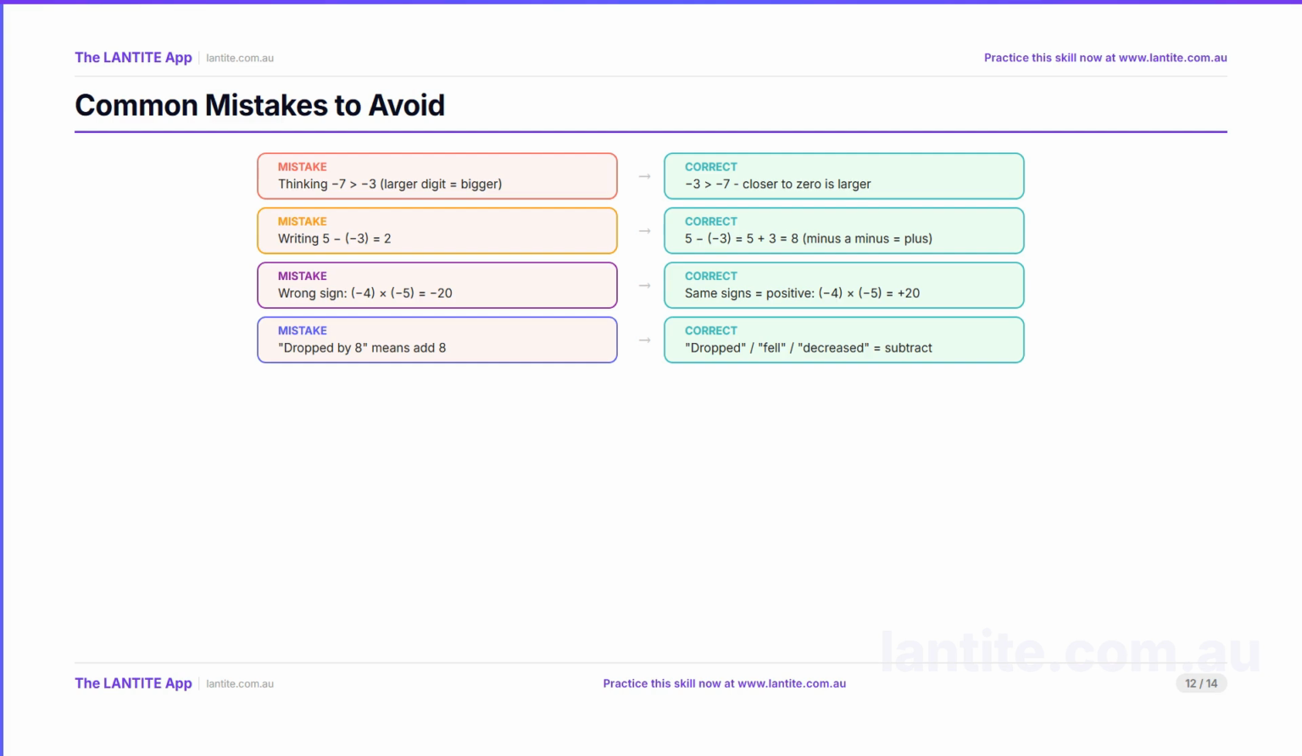Third, getting the sign wrong when multiplying or dividing. Same signs give a positive, different signs give a negative. And fourth, adding instead of subtracting when a problem says the temperature dropped. A drop in temperature means you subtract.